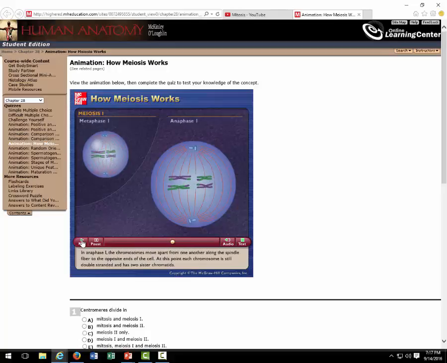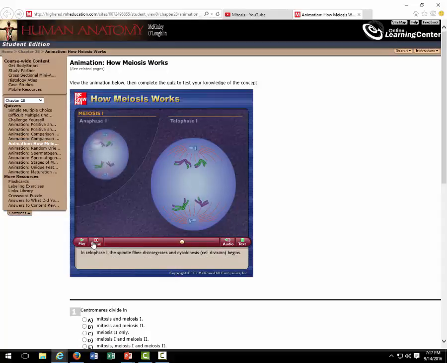In anaphase 1, the chromosomes move apart from one another along the spindle fiber to the opposite ends of the cell. At this point, each chromosome is still double-stranded and has 2 sister chromatids. However, we are separating homologous chromosomes into 2 different cells so that each new cell will have only one member of the homologous pair and will be haploid. In telophase 1, the spindle fiber disintegrates and cytokinesis, cell division, begins. Thus, in meiosis 1, which progresses from prophase 1 to telophase 1, 2 cells are created, and each cell has half the number of chromosomes compared to the original cell.